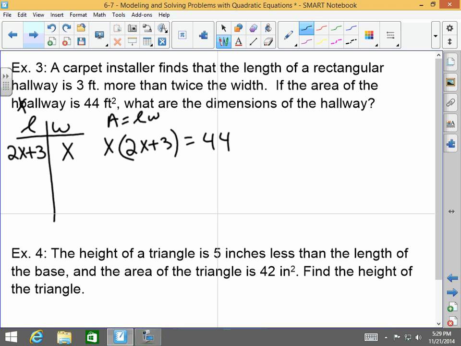So let's go ahead and distribute. So I have 2x squared plus 3x equals 44. And I have 2x squared plus 3x minus 44 equals 0. Now you can choose to use the box method or the Cuban method to solve this. I'm going to use the Cuban method.